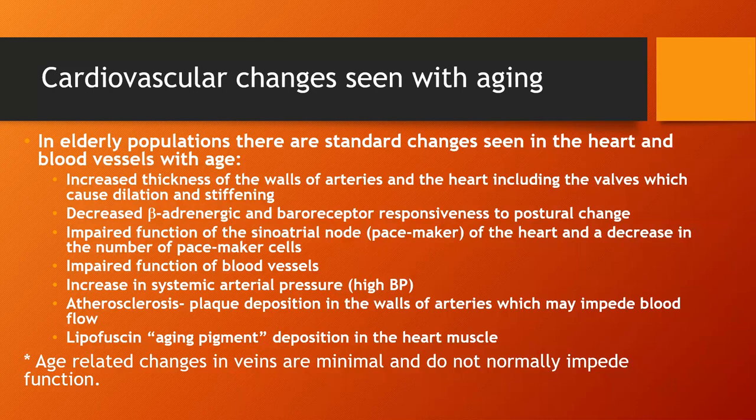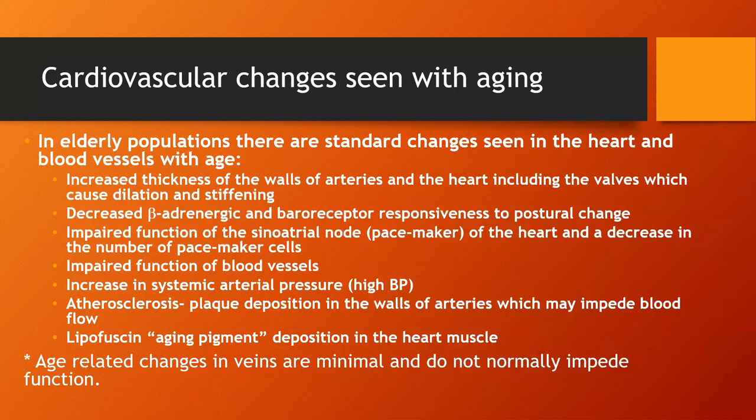There's an impaired functioning of the SA node, which is the pacemaker of the heart. We see a decrease in the number of these cells, which leads to an impaired rate and rhythm in the heart. There's also impaired functioning of the blood vessels, tying back to the increased thickening in the wall of the blood vessels. And sometimes there are plaque formation changes and inflammatory changes associated with vessels as well. This is what leads to the narrowing of the lumen of vessels.